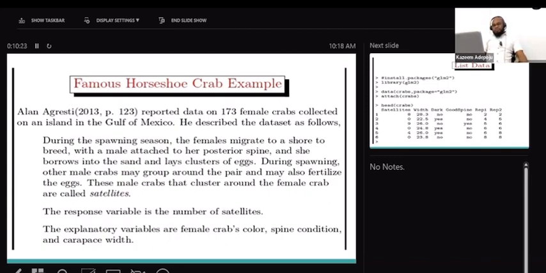I'm actually going to walk us through an example where the response variable is about having satellites or not. Alan Agresti in 2013 reported data on 173 female crabs collected on an island in the Gulf of Mexico. It described the data set as follows. You can see that. Now the explanatory variables are the female crab color, the spine condition, and the carapace weight.